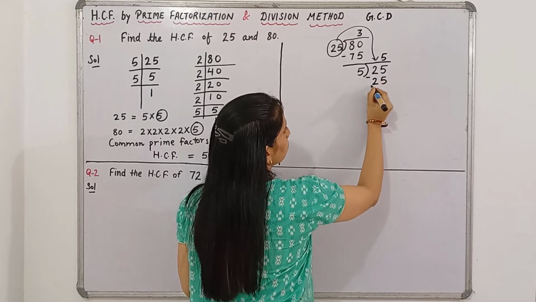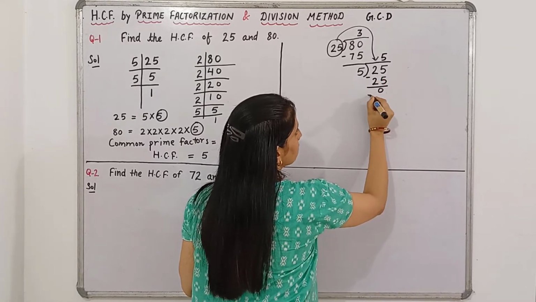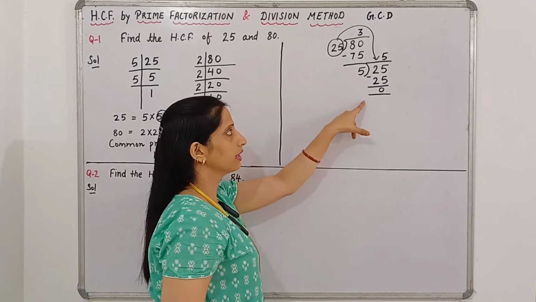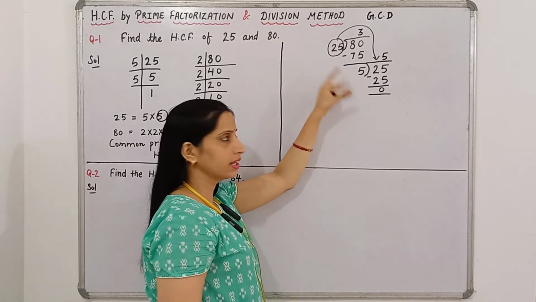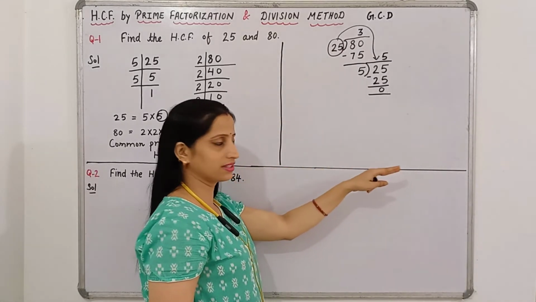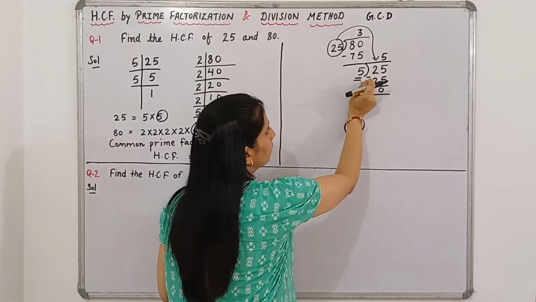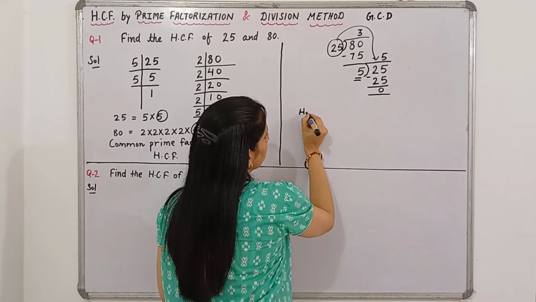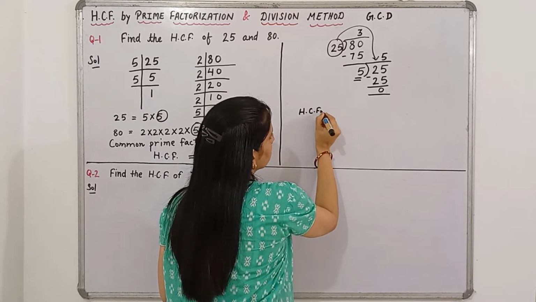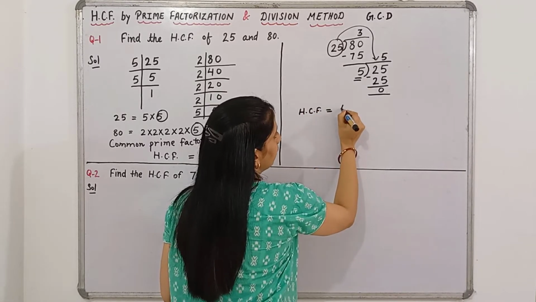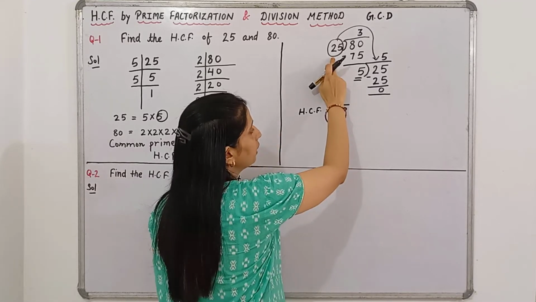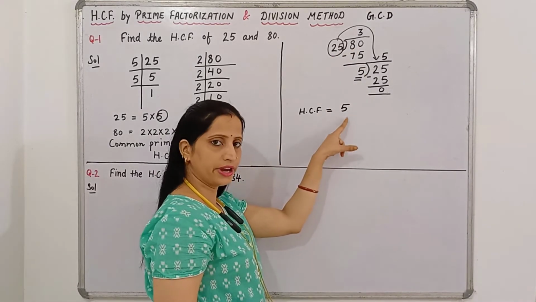And we will continue this process till we get 0 as remainder. In this question we get this in only 2 steps, but in another question the steps can be increased. Okay. Now our last divisor will be our HCF. So what is our last divisor here? Our last divisor is 5. Hence the HCF of 25 and 80 will be 5.